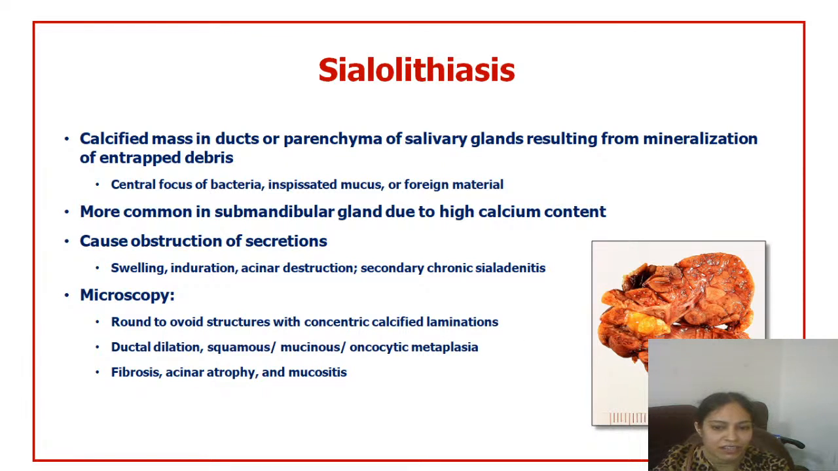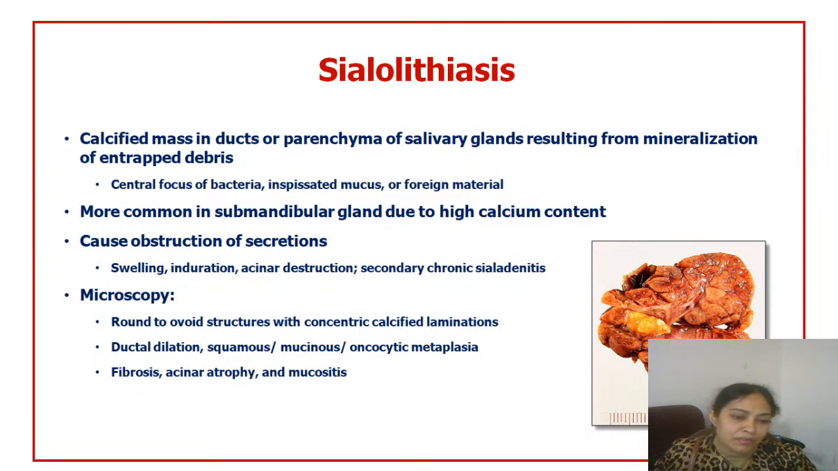And whenever there is any chronic irritation to an epithelium, you know that it undergoes metaplasia. So can someone tell me what metaplasia is? I won't wait for you to reply to that. I'll go on, but I'm going to check. So you can get squamous, mucinous or oncocytic metaplasia in the cuboidal to columnar epithelium of the ducts.